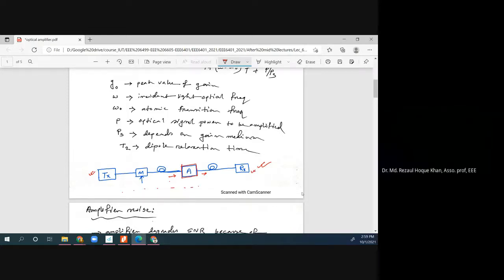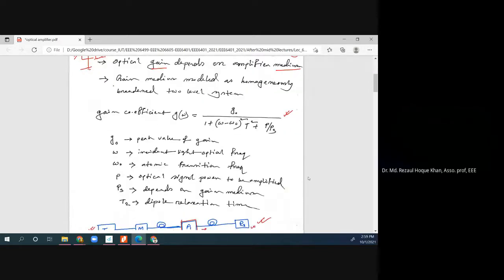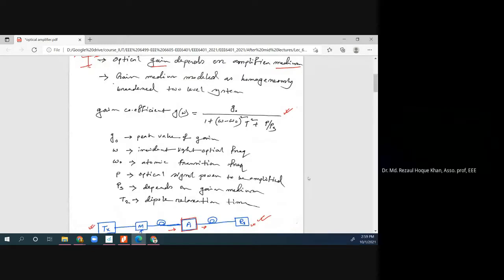So this equation will be more visible there. Now here, this small g0 is the peak value of the gain, and W is the incident light, meaning the frequency of the input, right? And W0 is the transmission frequency.